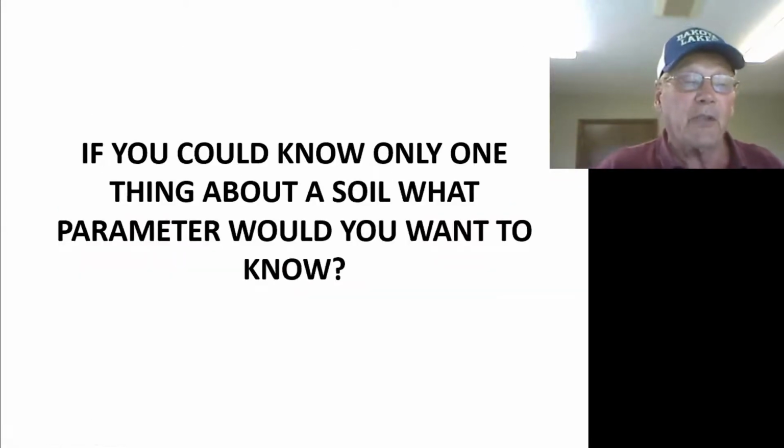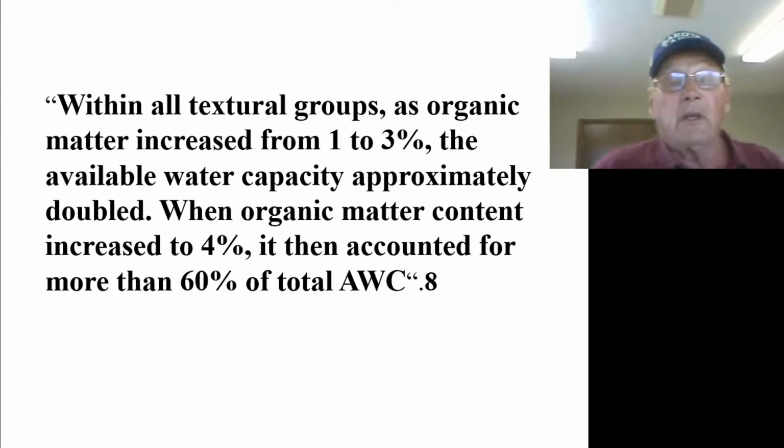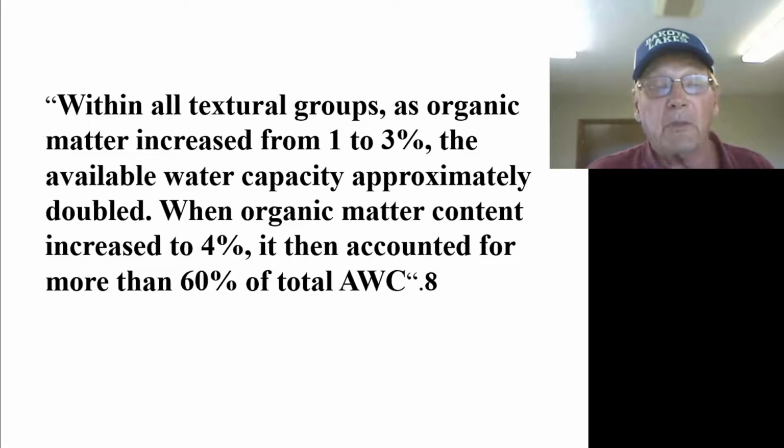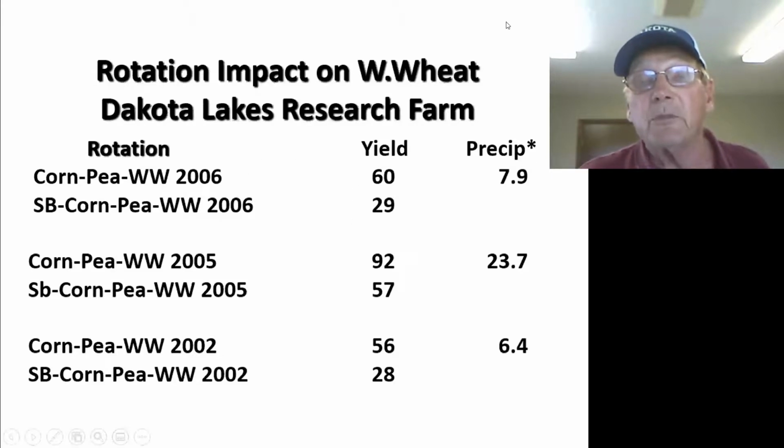So if you could know only one thing about a soil, what would you want to know? You'd want to know organic matter. And within all texture groups, as organic matter increased to 1 to 3%, available water capacity essentially doubled. And everybody knows this. Does it really pay out in real life terms?